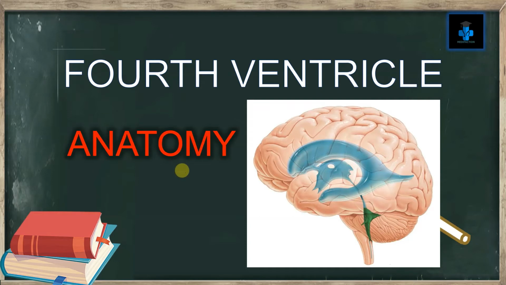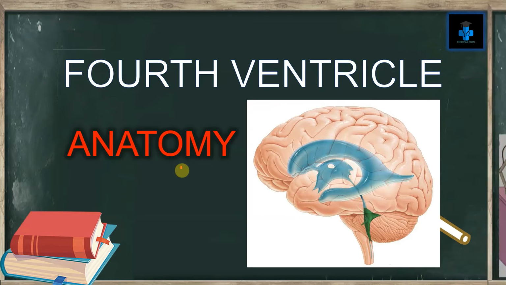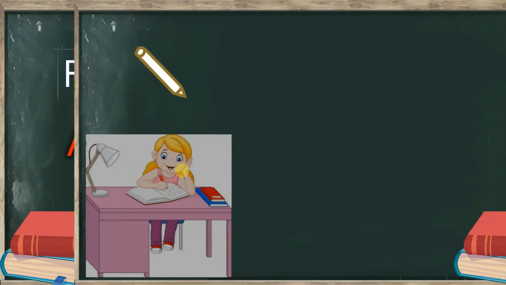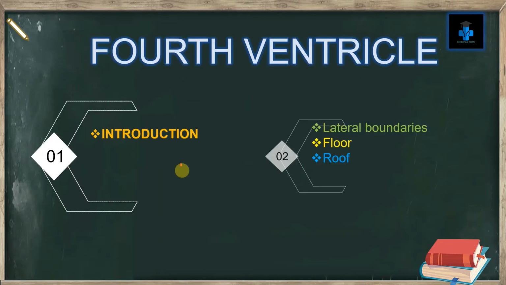Today we will learn about the anatomy of the fourth ventricle. The fourth ventricle is one of the interconnected fluid-filled cavities within the human brain. These cavities and their content constitute the ventricular system of the brain. In order to learn more about the fourth ventricle, let's start.